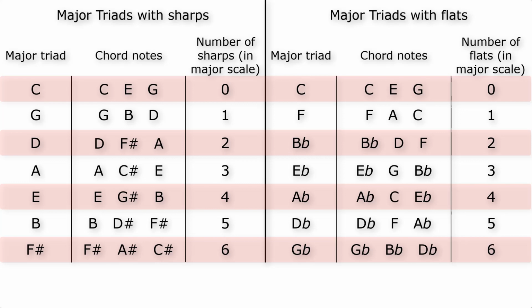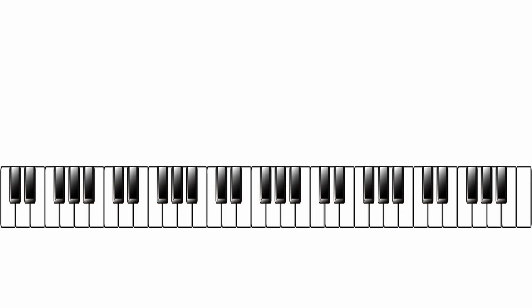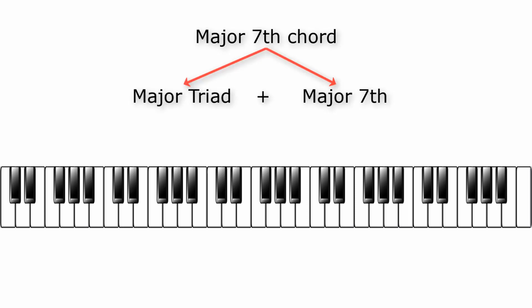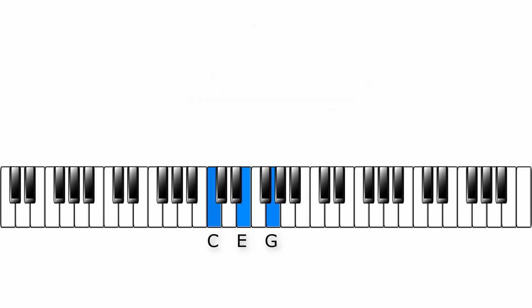Let's speak about seventh chords now. And as I said, we will talk about two different types of seventh chords. The first one is the major seventh chord. A major seventh chord is formed by a major triad with an added seventh note of the major scale, which is the major seventh. So for example, in C major, the first, third and fifth are just the major triad, and the seventh note of the C major scale is the B. So the first, third, fifth and seventh, which is the major seventh, are together the C major seventh chord.